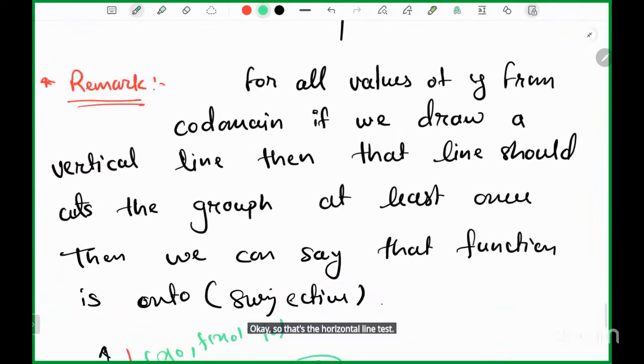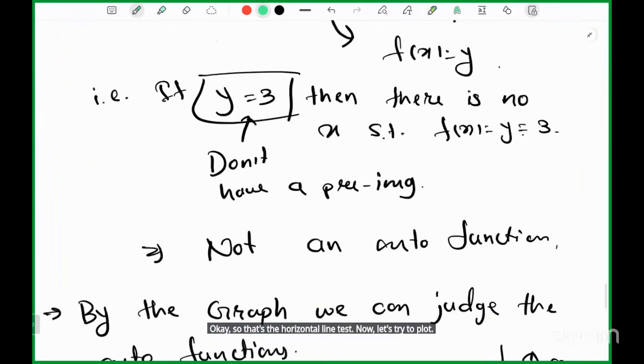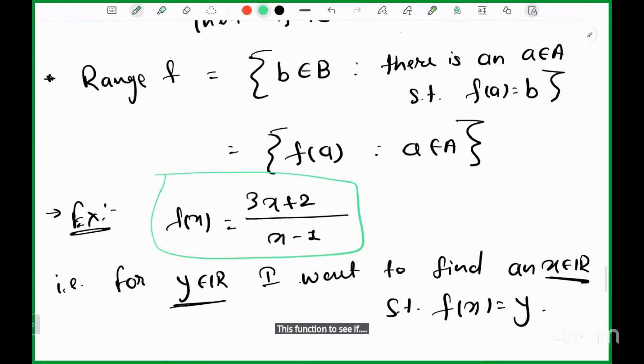Now let's try to plot this function to see what is happening over here. I also don't know how the graph will look, but let's try.